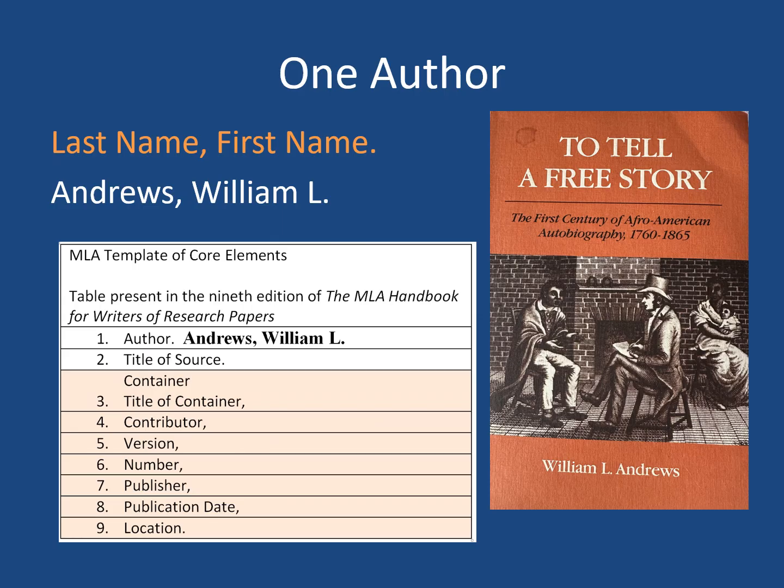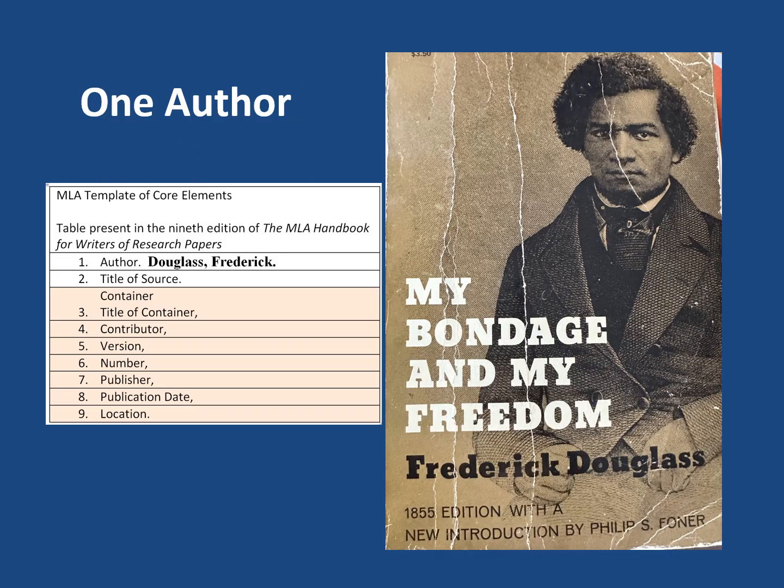According to MLA standards, sources with a single author are styled this way: last name, comma, first name, period. Andrews, comma, William L., period. Here is another example where the author's last name goes first, followed by a comma, first name, period. Douglas, comma, Frederick, period.